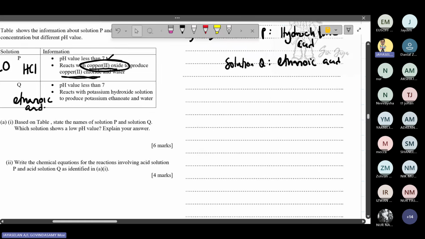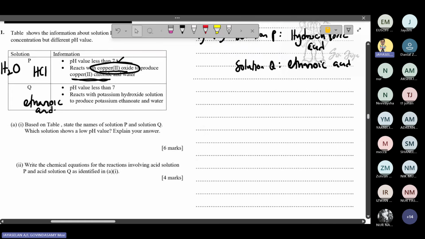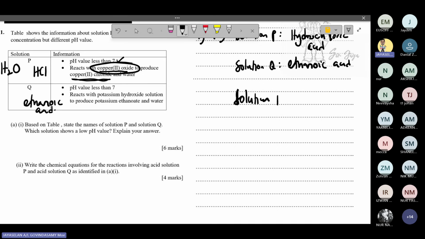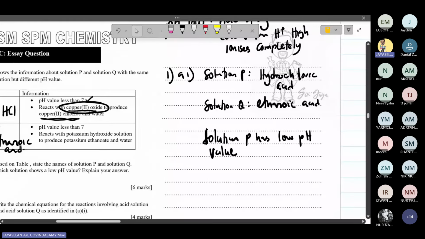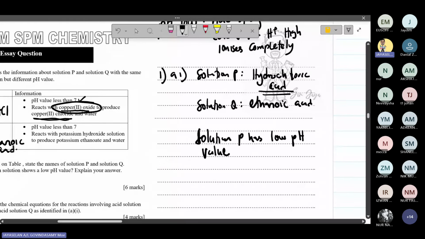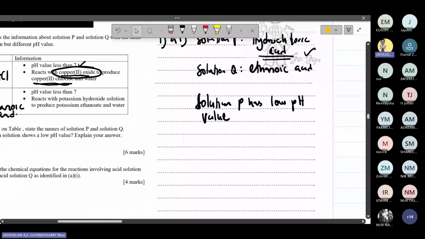Okay, now you go for which solution has lower pH value. So I put here solution P has low pH value. You already score 1 mark, so 3 markah dah score. Kenapa? Explain your answer. So you already letak solution P is hydrochloric acid, right? Gunakan contoh yang kamu bagi lah. Okay, so macam mana nak buat? Saya buat sini.